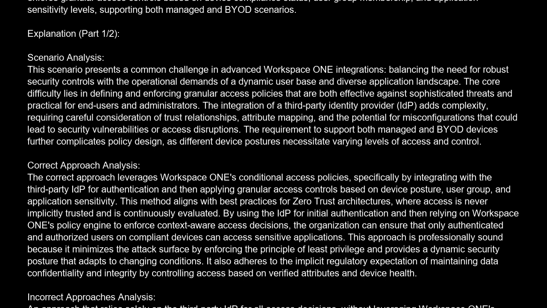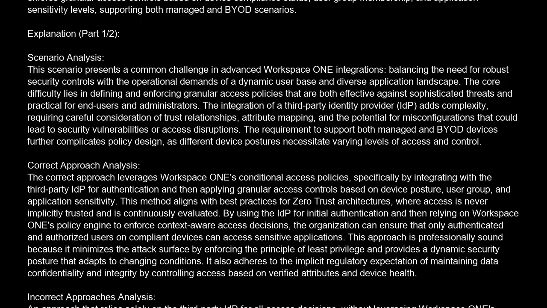The integration of a third-party identity provider, IDP, adds complexity, requiring careful consideration of trust relationships, attribute mapping, and the potential for misconfigurations that could lead to security vulnerabilities or access disruptions. The requirement to support both managed and BYOD devices further complicates policy design, as different device postures necessitate varying levels of access and control. Correct approach analysis.